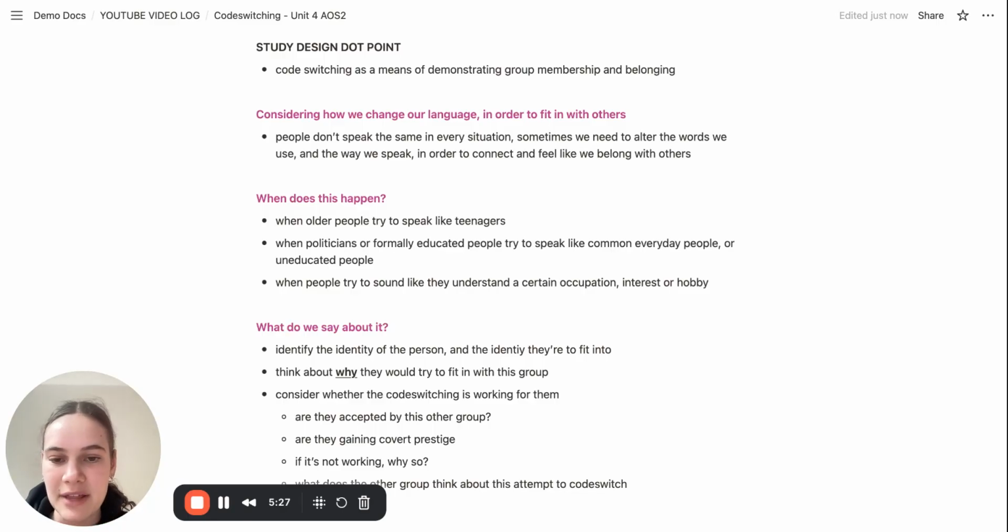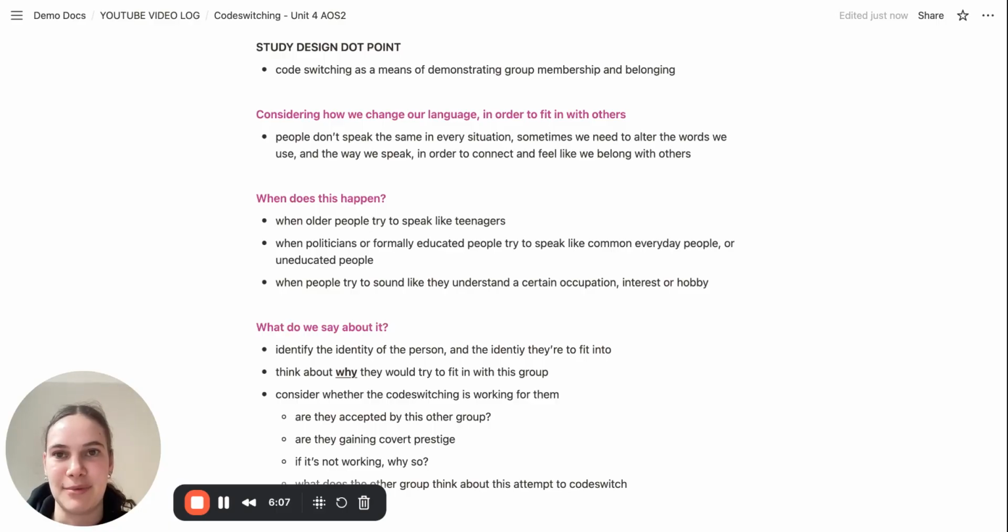So there's one example. Another example is when politicians or really educated people, so you might have a doctor or a lawyer, or a politician is probably the best example, when they start speaking in a way that's really inconsistent with where they actually are. So let's say politicians in parliament, and I'm sure you've seen this in English language so far, politicians in parliament start speaking like a common everyday person who's less educated than what they actually are. So they're code switching to this not uneducated as such, but lower socioeconomic status language.